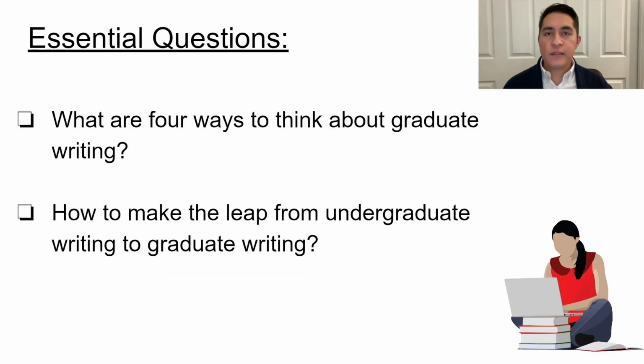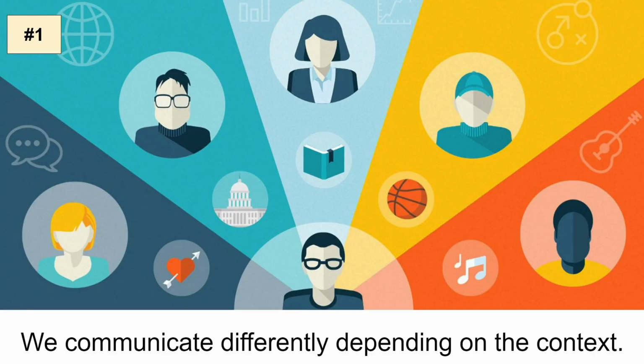Today, we will answer these essential questions. What are 4 ways to think about the writing process? And how do we make the leap from undergraduate to graduate writing? Firstly, recognize that different areas require different ways of communication. You wouldn't talk to your sports team the same way you talk to your supervisor at work. Different areas require different topics, tones, and word choices in order to sound authentic.